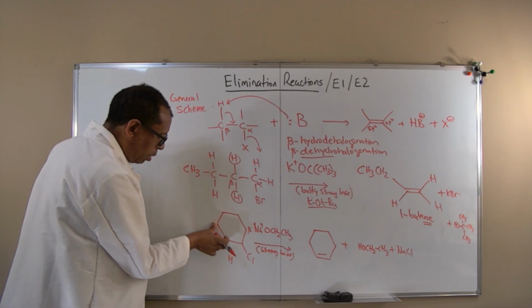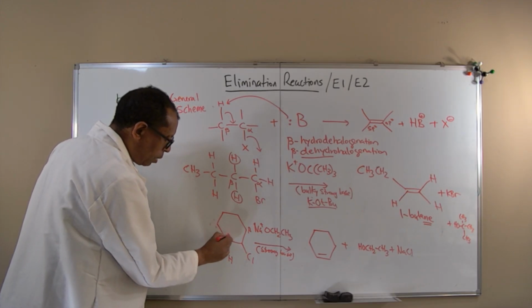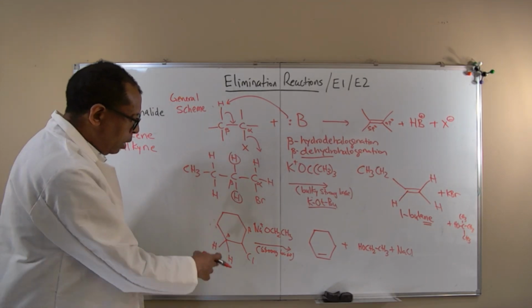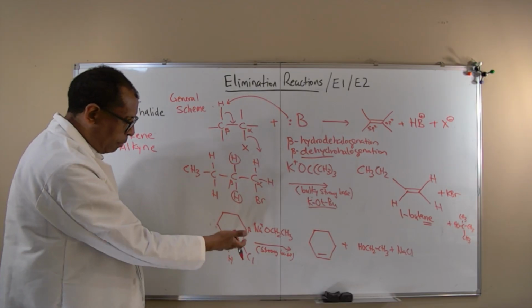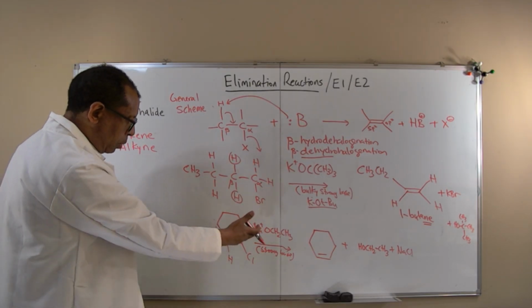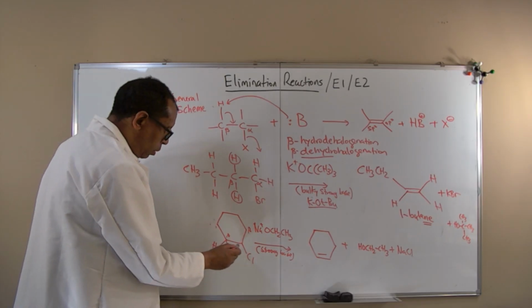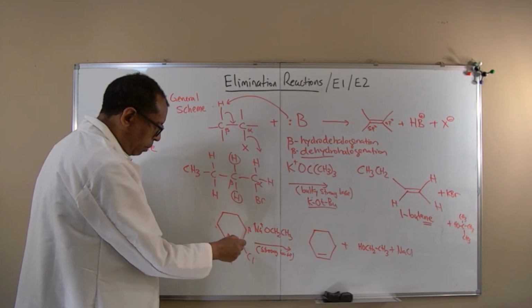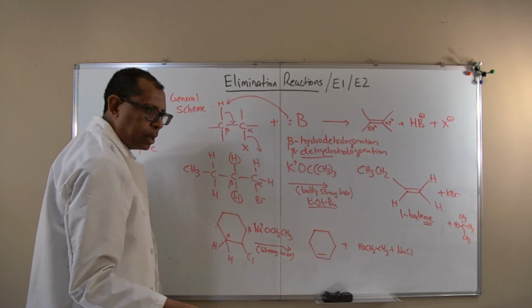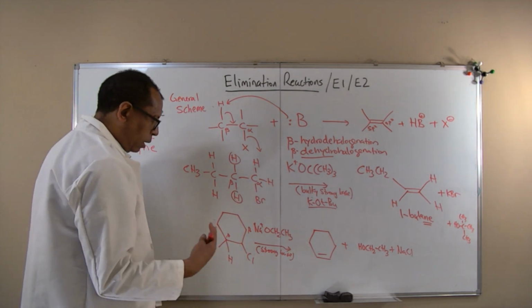I made a mistake here. No, not that one. This is beta carbon. So this is set up for elimination reaction. Sodium ethoxide is a strong base. So whether you do it from here or here, the compound is still the same, cyclohexene.